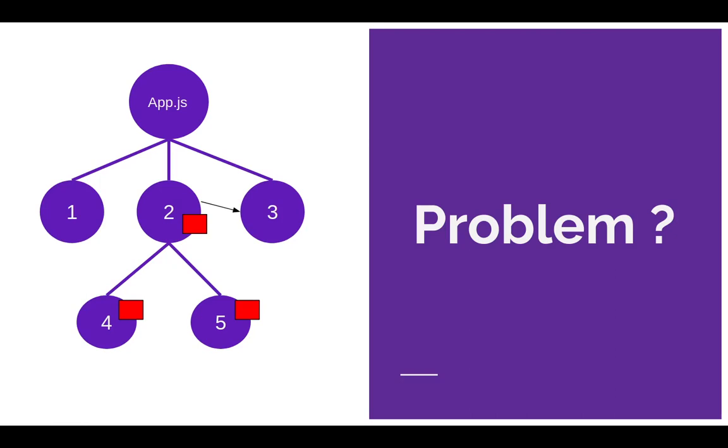Now the problem occurs when the neighbor component, which is the third, wants to access that data. So the problem is when multiple components need to share and use the same state. This can be solved by lifting the state up to the parent component. So let's do that. Lift the state from the second component to the app.js file. Now you can use this state in the third component.